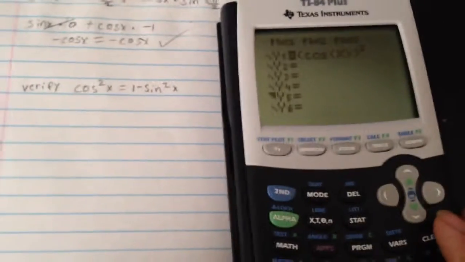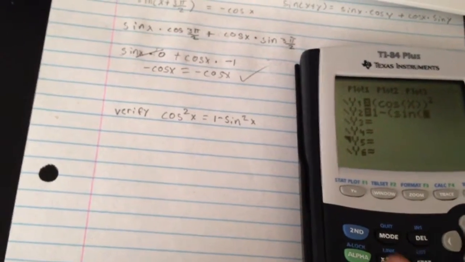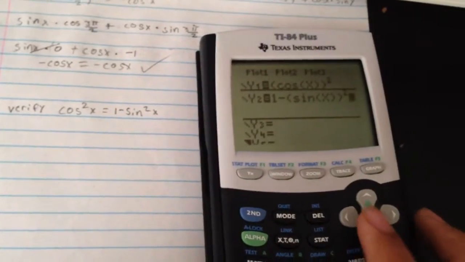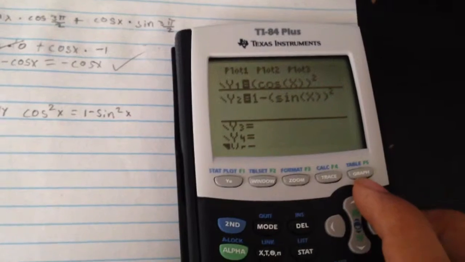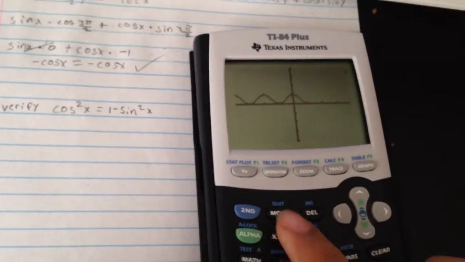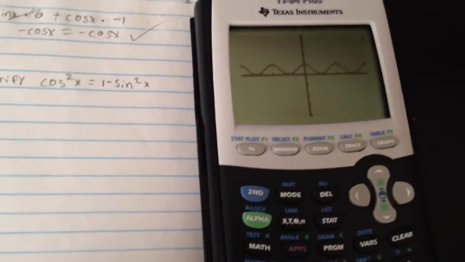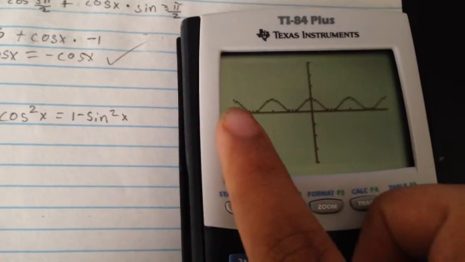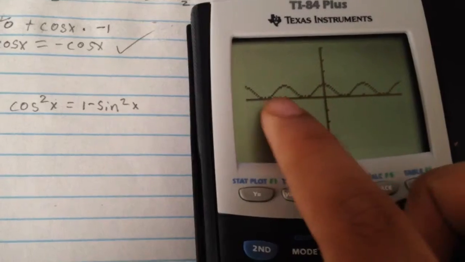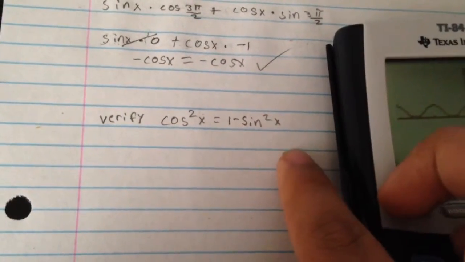Now we plug in y2, which is 1 minus sine x square. Now, all I'll do is press the graph button. And as you can see, it starts to make a wave-like pattern, which is what a cosine graph looks like. Well, you can see that there's no other line or any other graphs being formed, and this is because cosine square x is definitely equal to 1 minus sine square x.